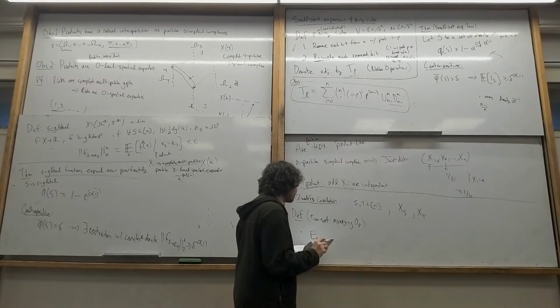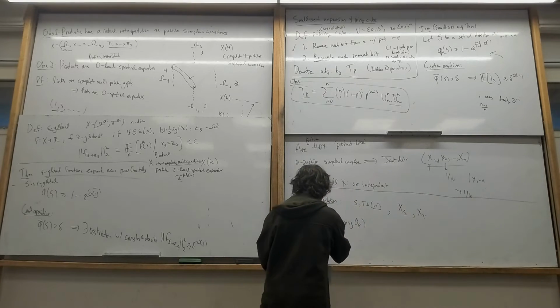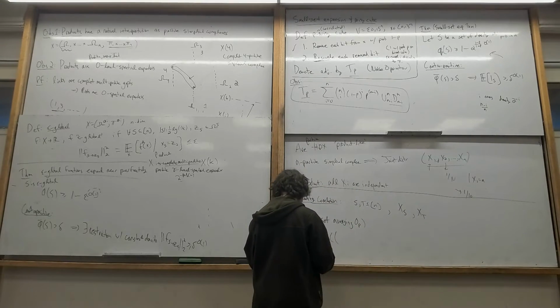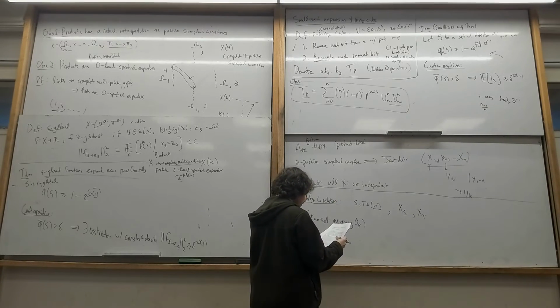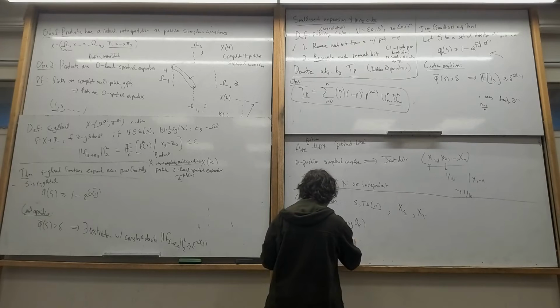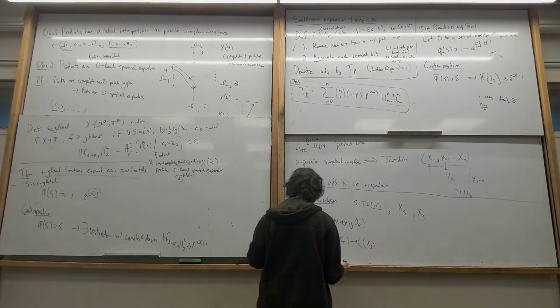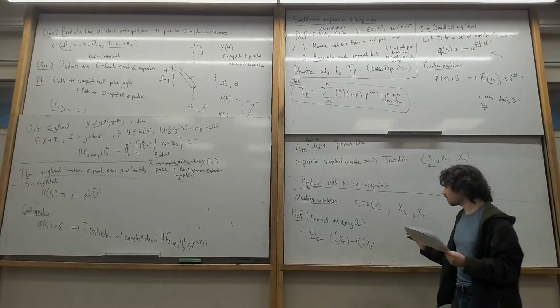EST. And this is going to basically be the walk between XS and XT. EST is going to map functions. Let me make sure I don't flip the indices around. This is going to map functions on XT to functions on XS.